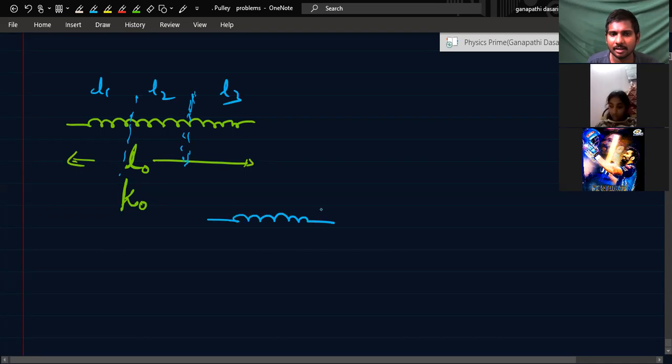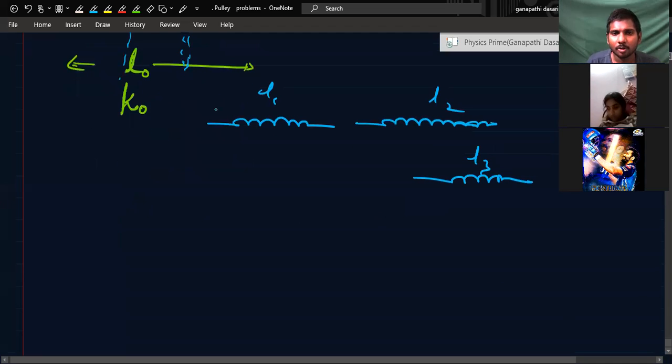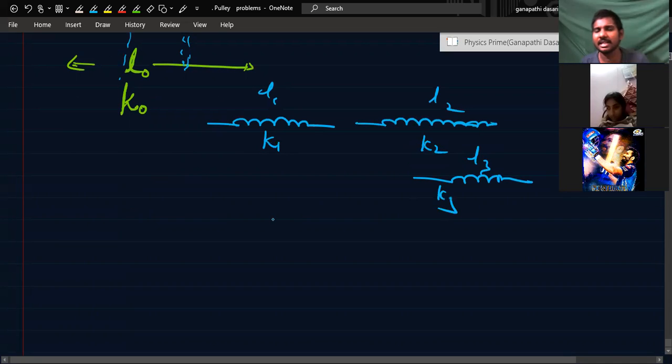So the same spring is cut into L1, L2, L3, with spring constants K1, K2, K3. Question: if the same spring is cut, will the spring constant remain the same? No, it will not remain the same. The spring constant will change.